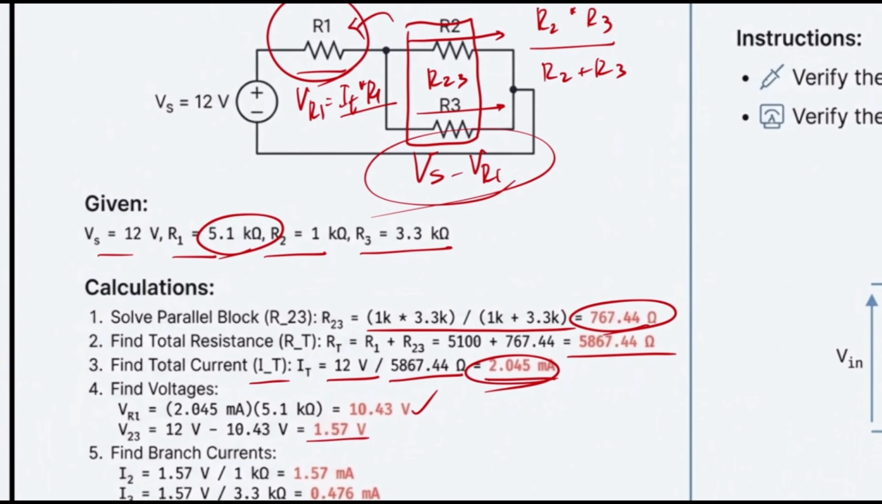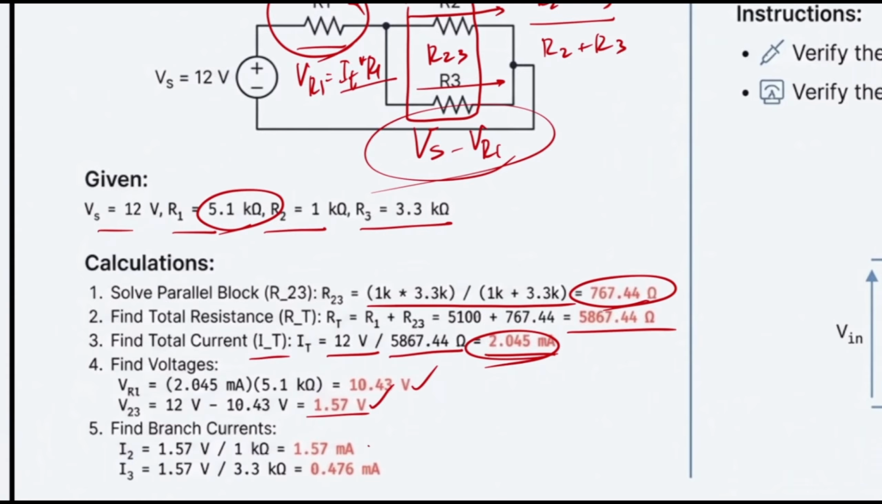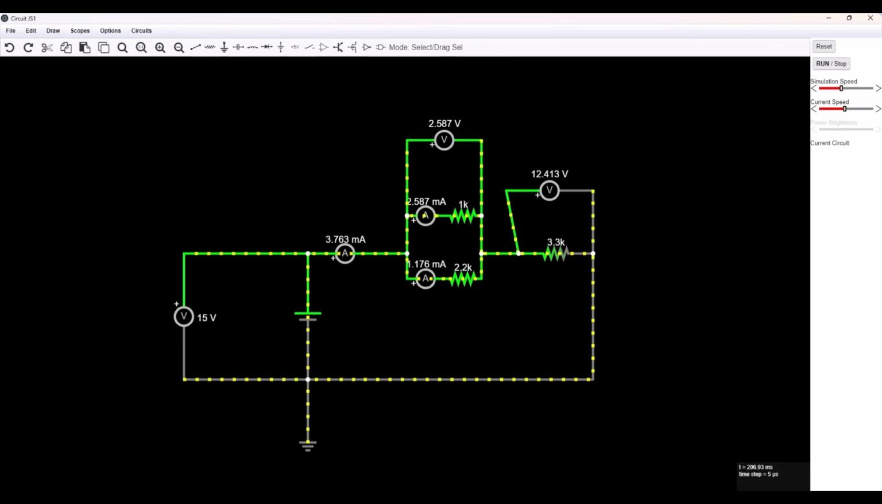Then I have to find the current that goes through this branch and this branch. By doing what? By just dividing the voltage of each resistor, which we know is going to be the same, 1.57 volts, by R2 and R3. If I do that, I would have something like this. If you would like to check that your answer is right, add them up, and you still should have the same answer as I total itself. So let's check this using our simulation to make sure that everything is fine.